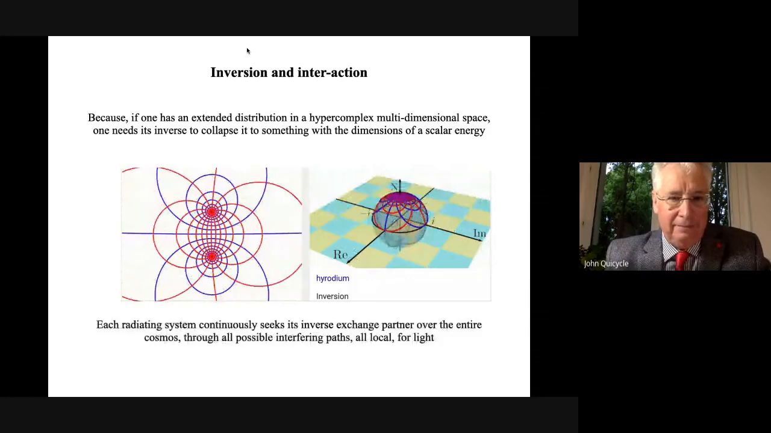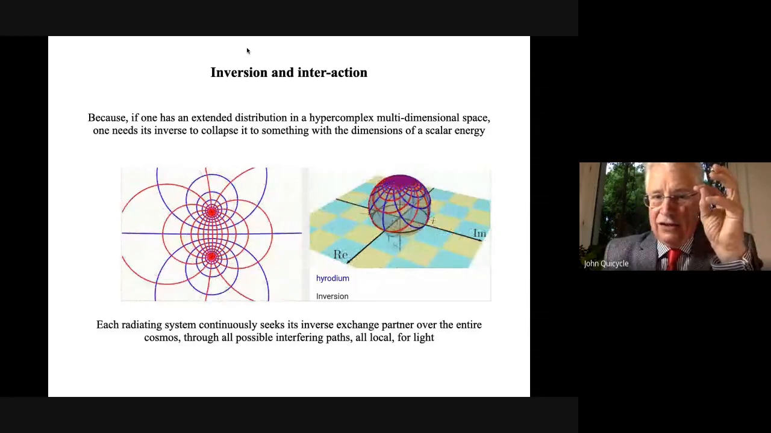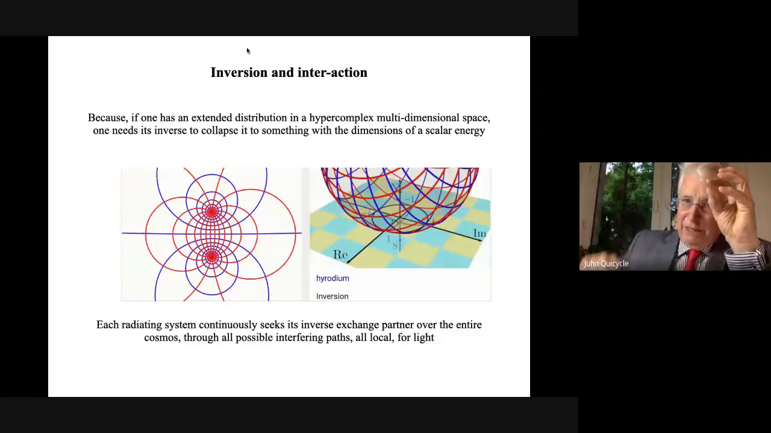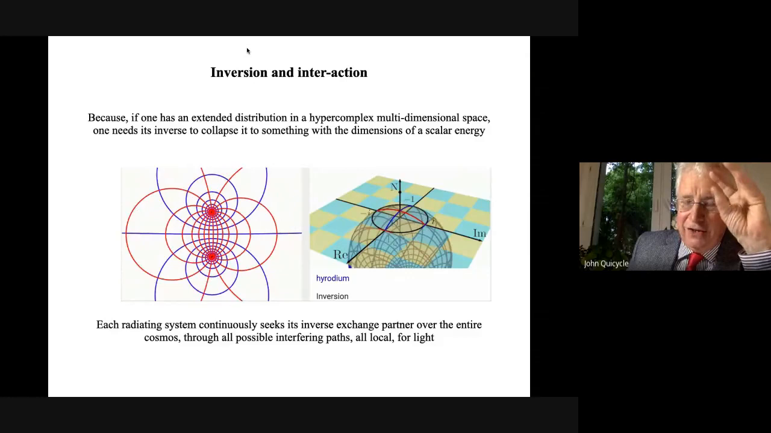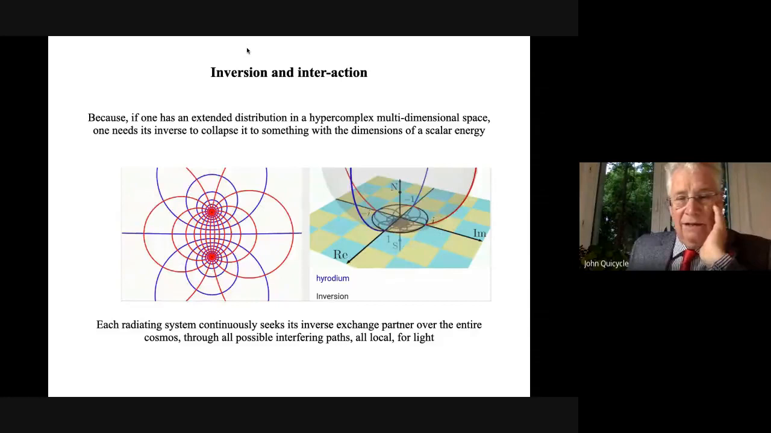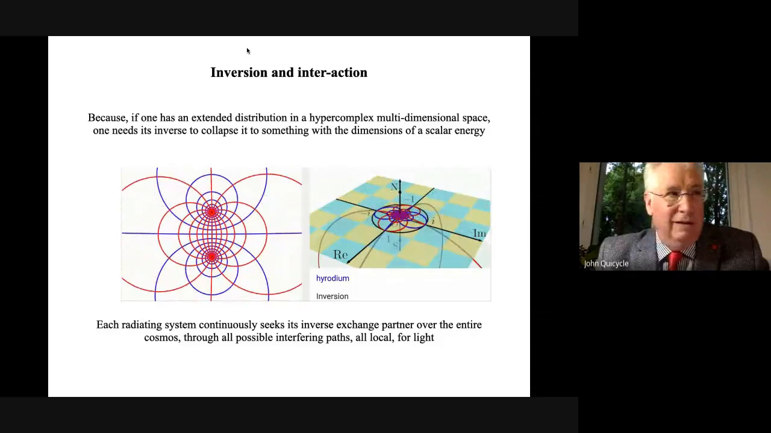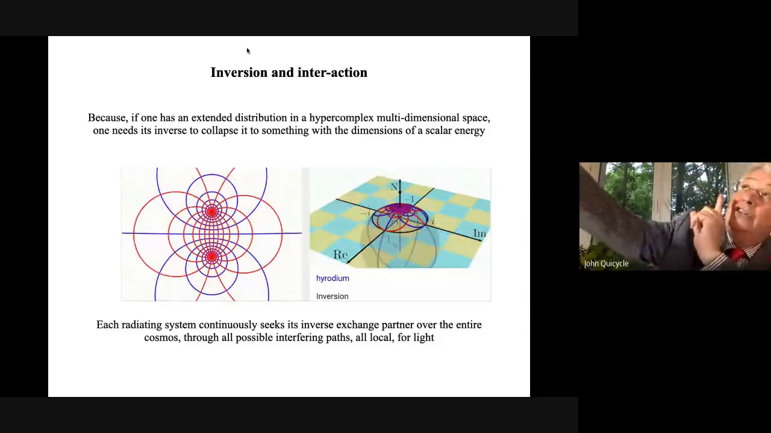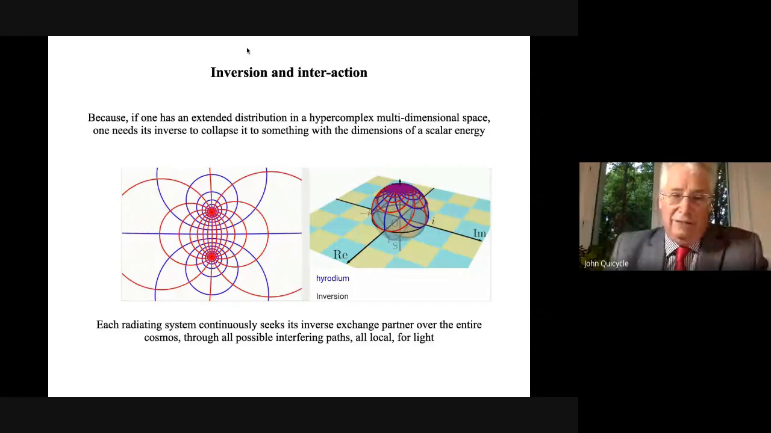So how does radiation work? Well, each radiating system is continuously in a state of potentially also being an emitted photon, seeking all over the universe for an exchange partner for the entire cosmos all the time, through all possible interfering paths in all directions, which are all local for light, to the point at which that process is taking place. So that's quite an unlikely process to happen. This is why it's a pretty unlikely event that that particular universe happened to find your eye just when you happen to be looking up on the 7th of June tonight. It's pretty unlikely, right? But how does that work?